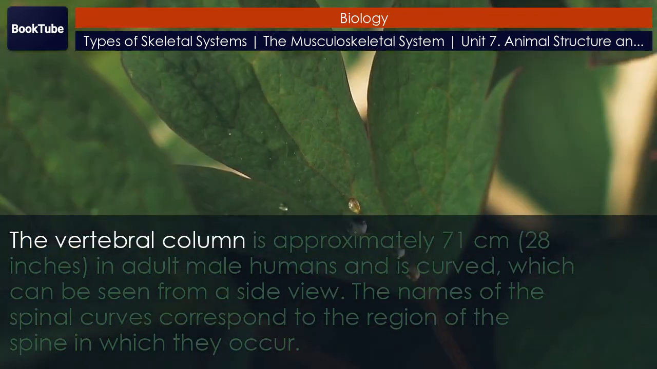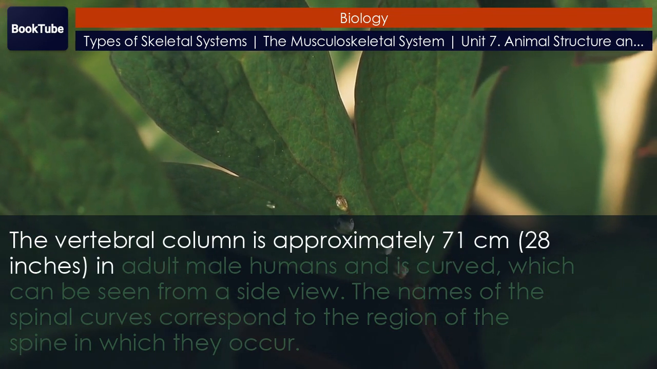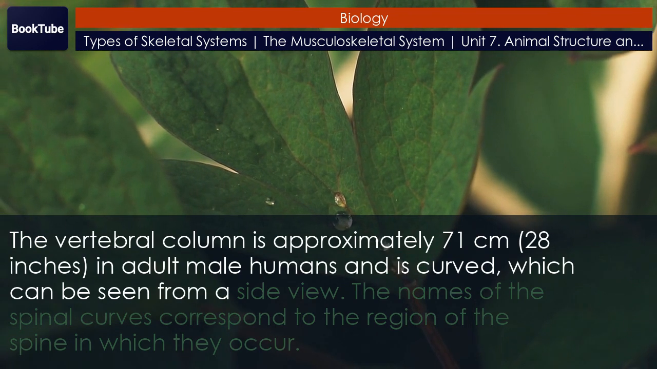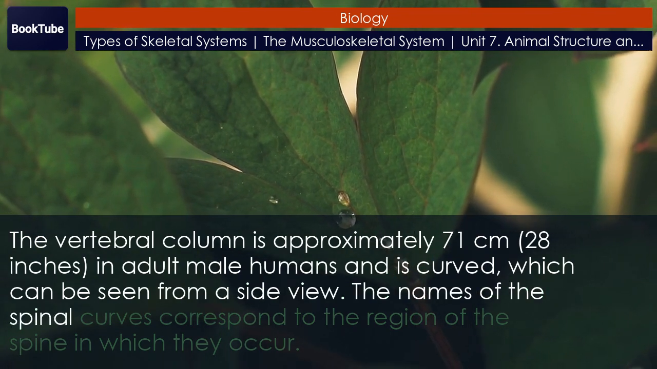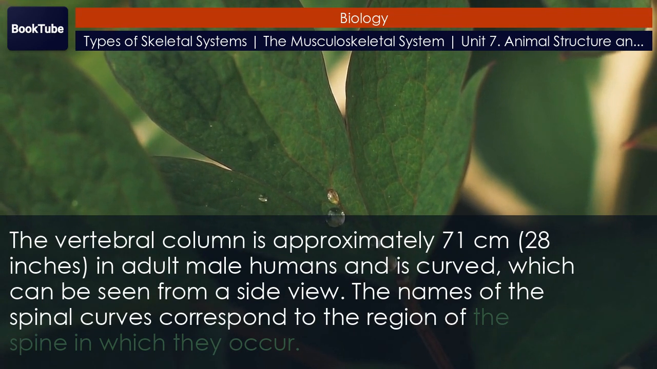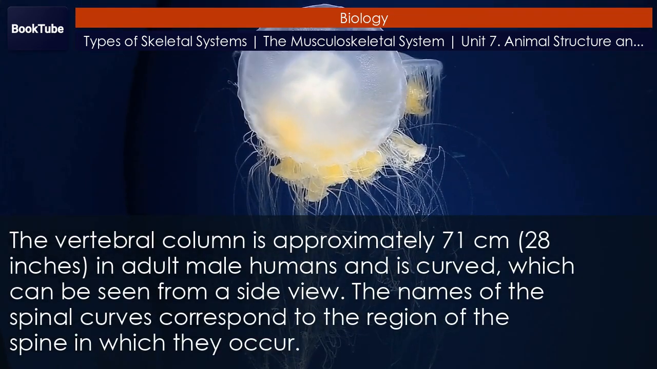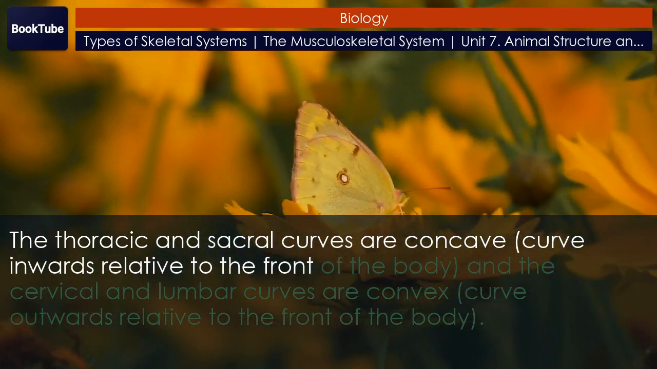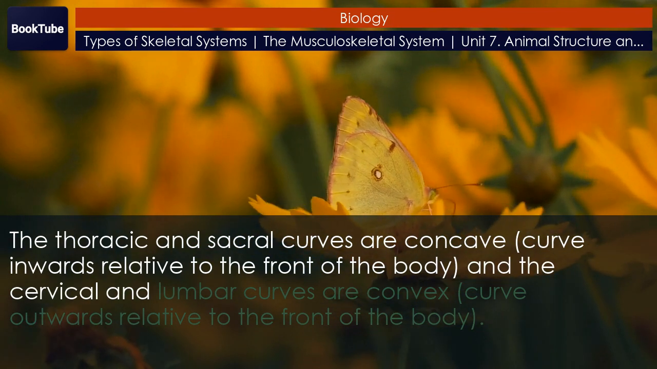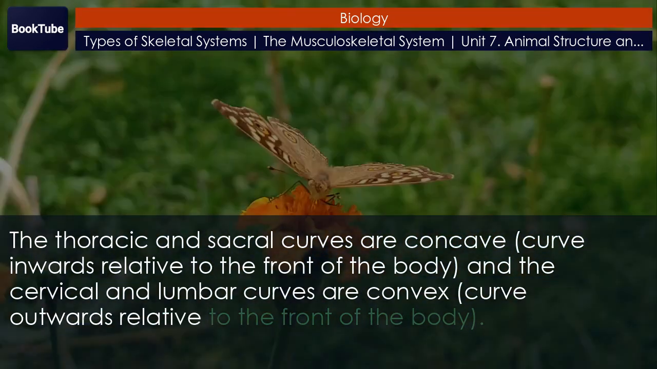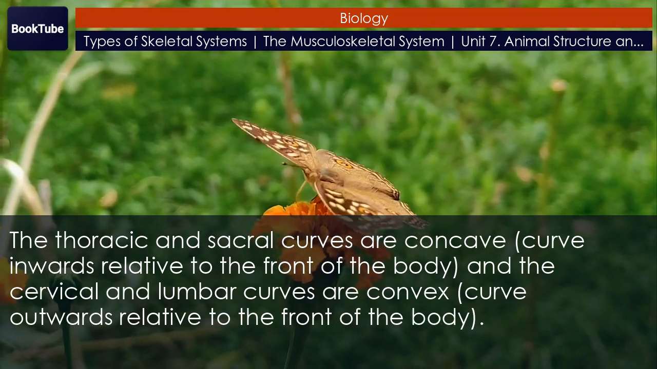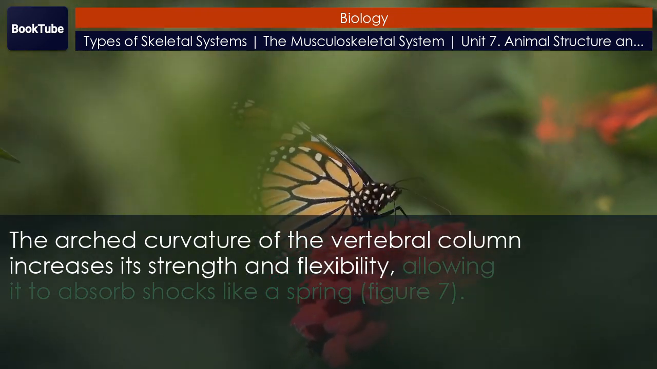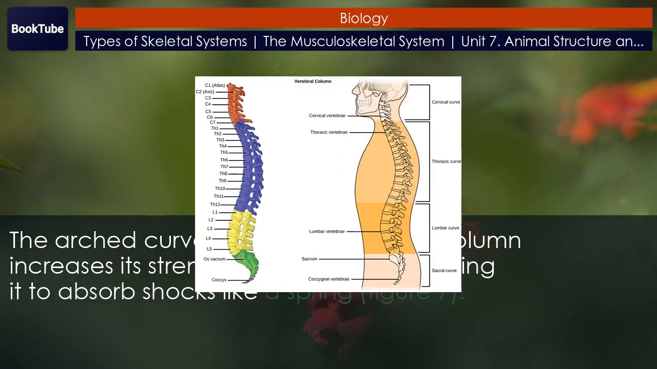The vertebral column is approximately 71 centimeters (28 inches) in adult male humans and is curved, which can be seen from a side view. The names of the spinal curves correspond to the region of the spine in which they occur. The thoracic and sacral curves are concave, curving inwards relative to the front of the body, and the cervical and lumbar curves are convex, curving outwards relative to the front of the body. The arched curvature of the vertebral column increases its strength and flexibility, allowing it to absorb shocks like a spring.